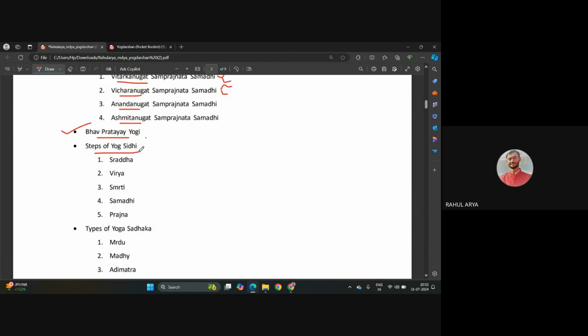Steps of the yoga siddhi here: Shraddha, Virya, Smriti, Samadhi, Prajna, Itaresham. It is also called Sadhak Panchak. Many times in the exam, this word comes. What is the Sadhak Panchak? Sadhak Panchak are Shraddha, Virya, Smriti, Samadhi, Prajna.